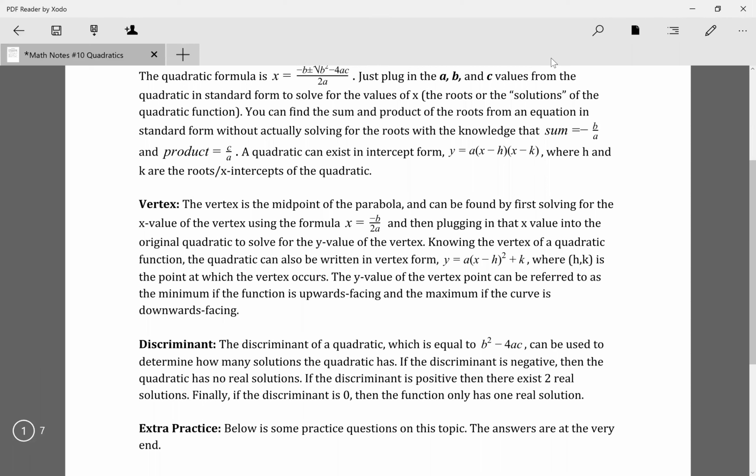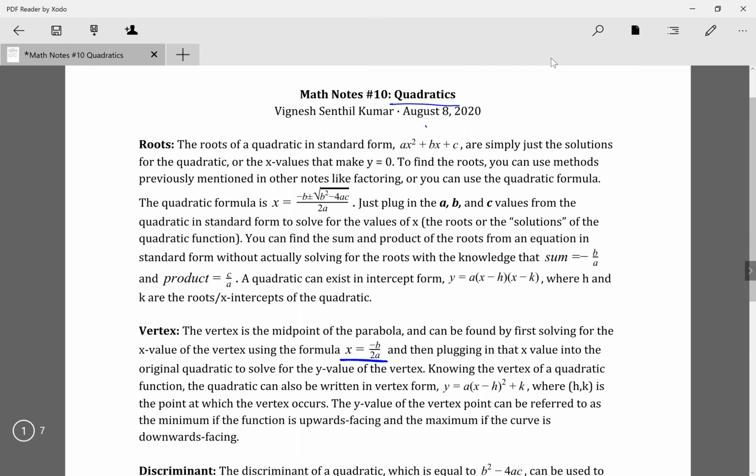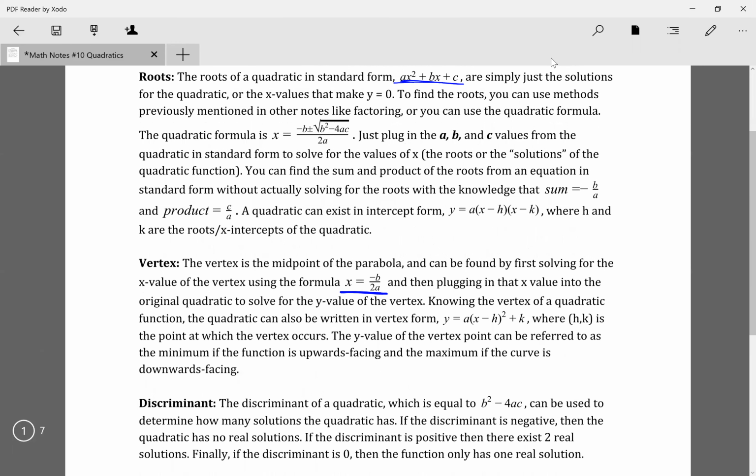Okay, now we have the vertex. The vertex is like the midpoint. If you had a parabola like this, this would be the vertex right there. So it's the midpoint, and you can solve for the x value of the vertex by doing x is equal to negative b over 2a, if you have an equation in this format. Then you can plug that x value into the equation to solve for the y value, and the x and y value together is your vertex.